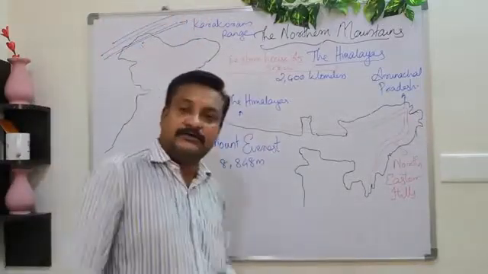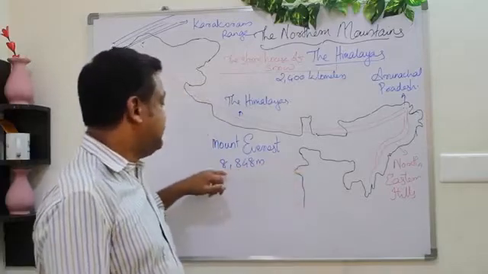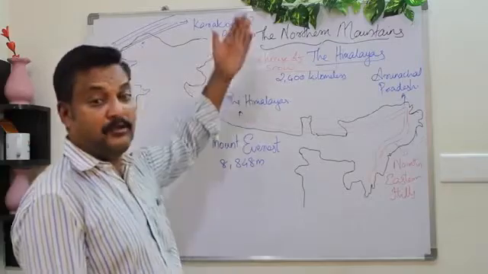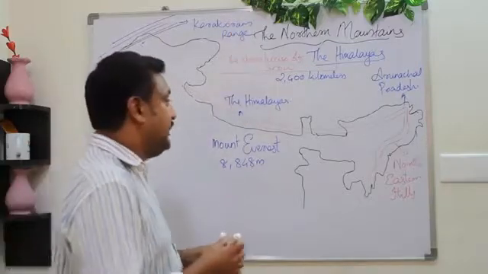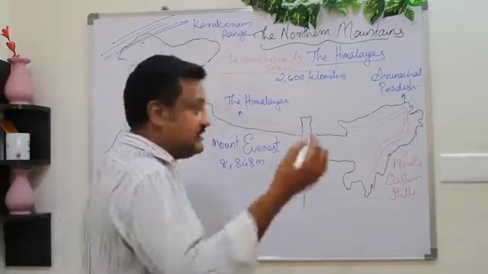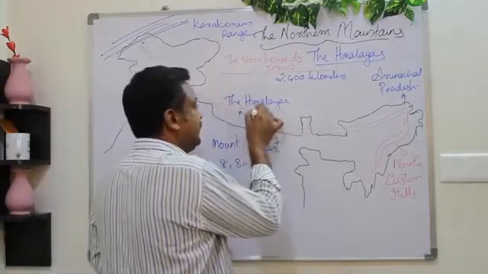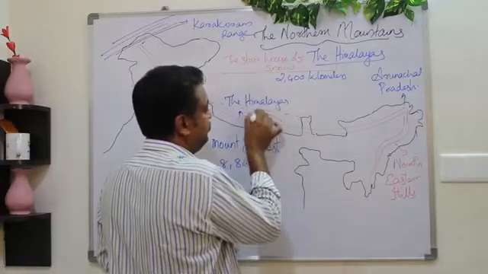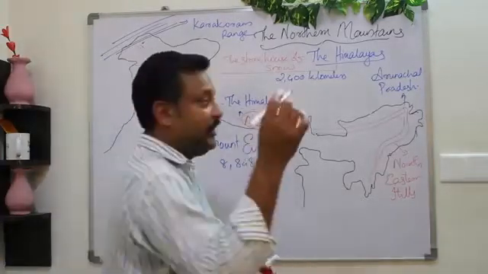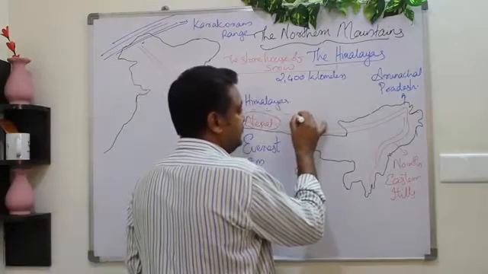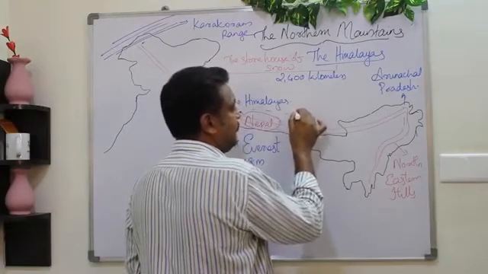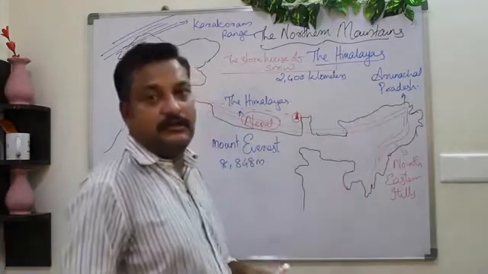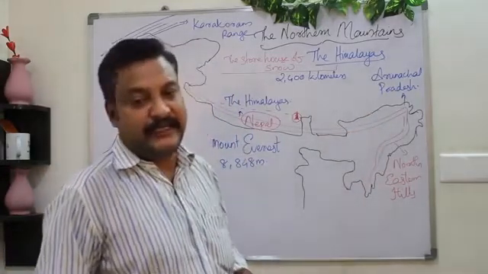So in that count, the height of Mount Everest is 8,848 meters above the sea level, and that is located in Nepal. So which is Nepal here? Yeah, this region is Nepal. Okay, and the location of Mount Everest is here. It's very close to the state of Sikkim in India.